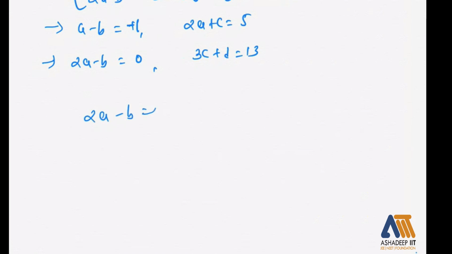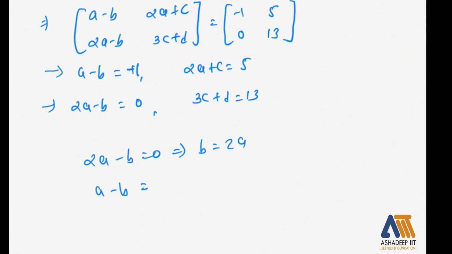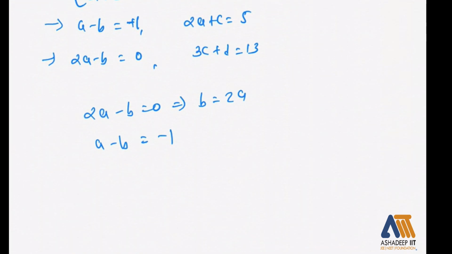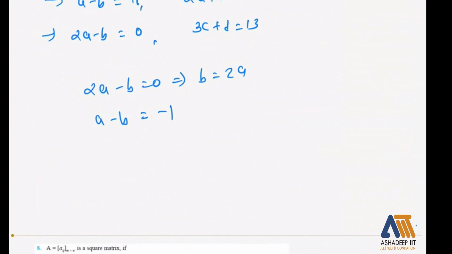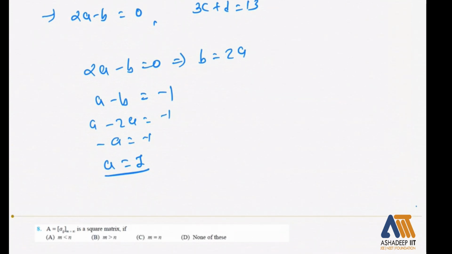2a minus b is equal to 0. It means that b is equal to 2a. We put b is equal to 2a in the equation a minus b is equal to minus 1. So a minus 2a is equal to minus 1. So minus a is equal to minus 1. So in this case we will get a is equal to plus 1. Now if we put a is equal to 1 in this one, then we will get b is equal to 2.